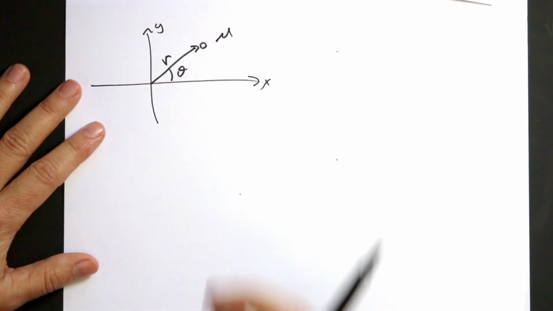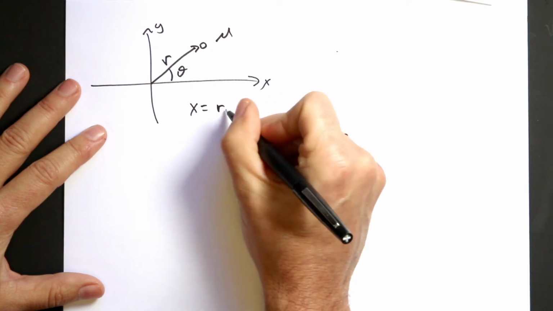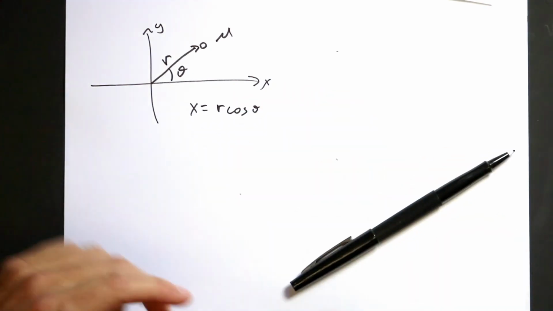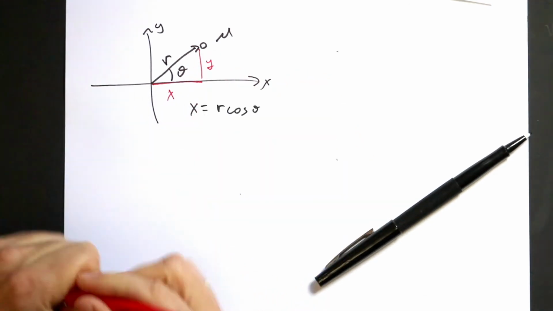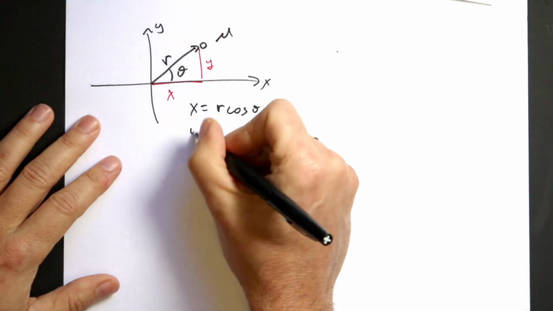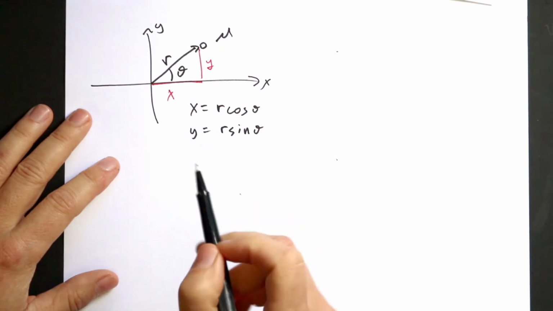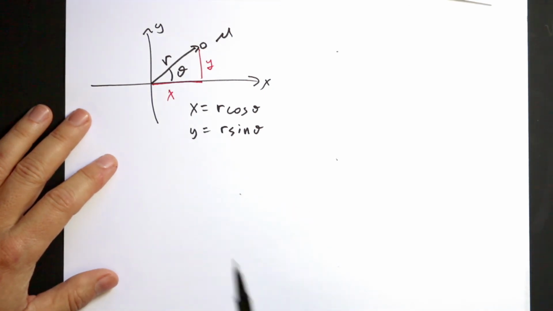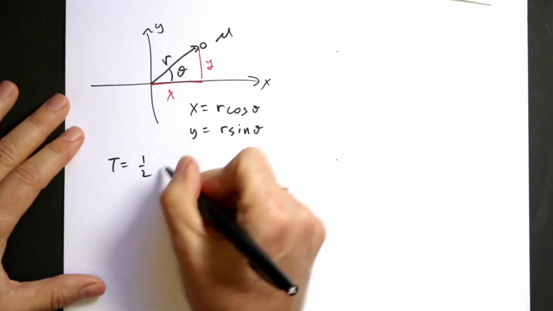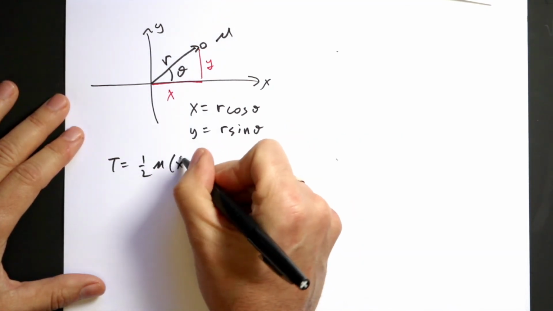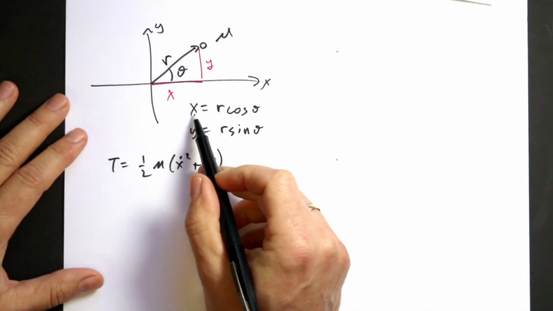And now I can get the kinetic energy in terms of these coordinates. So let's say x equals r cosine theta, right? Because that's just this triangle. This is x. That's y. y equals r sine theta. Now I want to get the kinetic energy in terms of r and theta and r dot and theta dot. So that means I have to say T is 1/2 mu times x dot squared plus y dot squared. I know that's true in the Cartesian coordinates, but now I've got to find x dot and y dot.